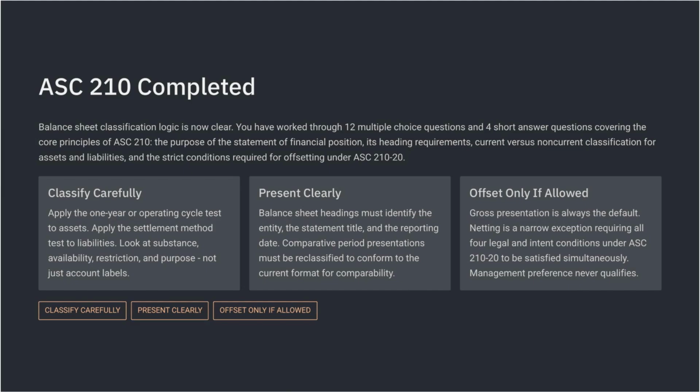Congratulations, students and scholars. ASC 210 is now complete. You have worked through the purpose of the statement of financial position, heading requirements, comparative presentation, current and non-current assets, current and non-current liabilities, restricted cash, prepaid expenses, demand obligations, and offsetting under ASC 210-20. Remember the final discipline: classify carefully, present clearly, and offset only if allowed.